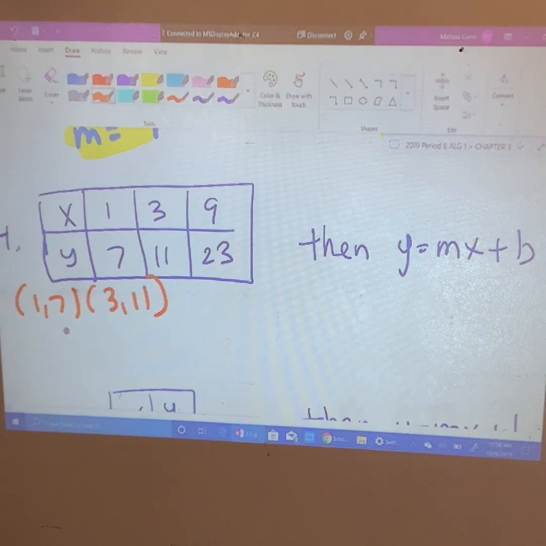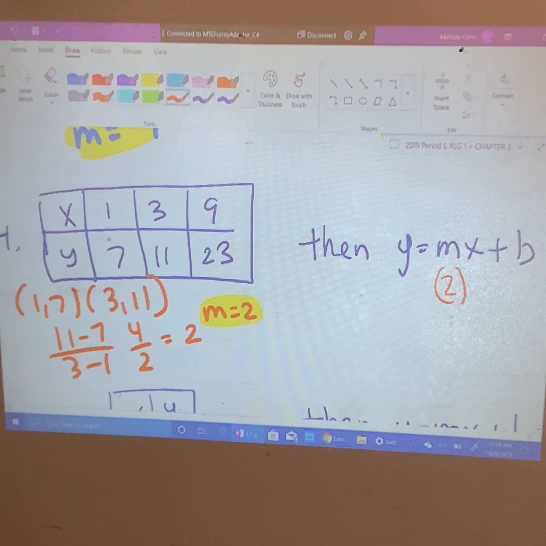Finding the slope, it's going to be 11 minus 7 over 3 minus 1. That's going to give me 4 over 2, and that gives me 2. My m equals 2. I'm going to hang on to that. I'm going to take that 2, and I'm going to place it right here under the letter m. And now I need an x and a y. I have a lot of x, y's. I have 1, 7, 3, 11, 9, 23.